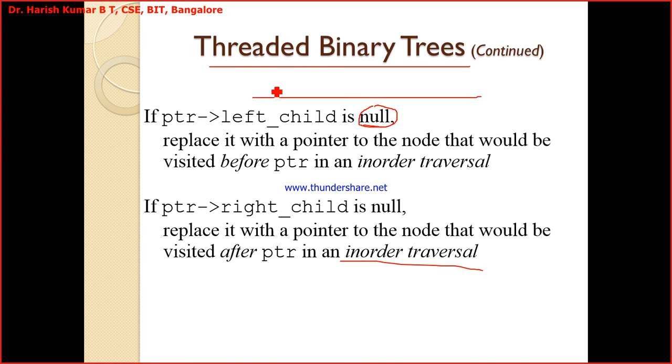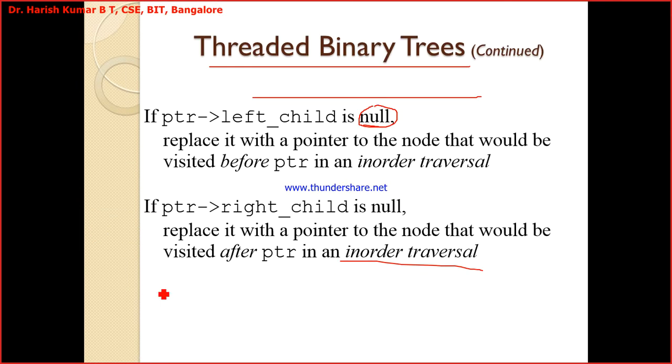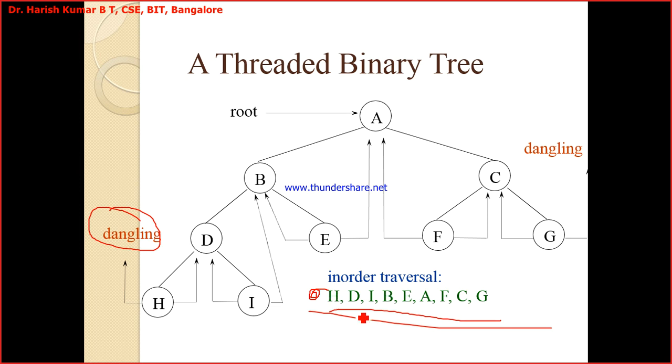So before, this is the in-order traversal. In the in-order traversal there is no node before H, hence I am saying it is dangling. Similarly, I check whether the right link of the node H is null. The right link of the node H is also null. Now I'll check whether there is a node which is very next to the node H. The immediate successor for node H is D.